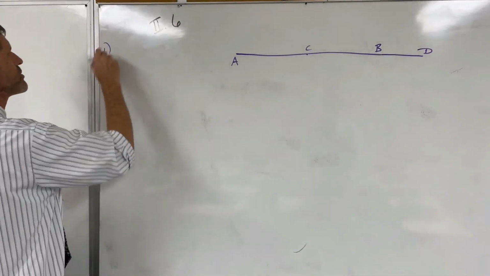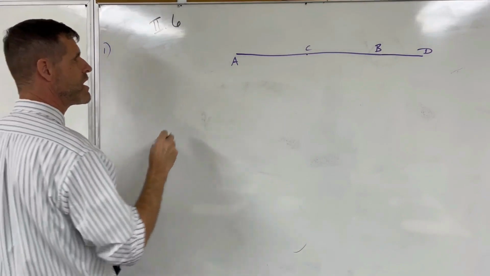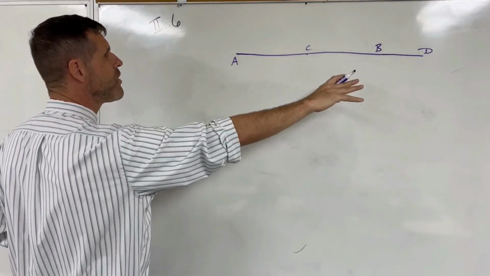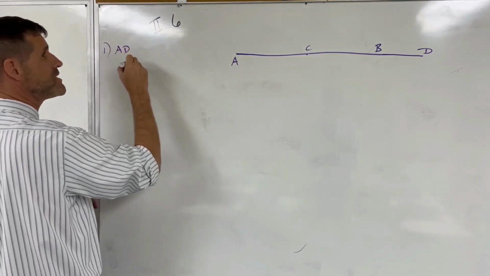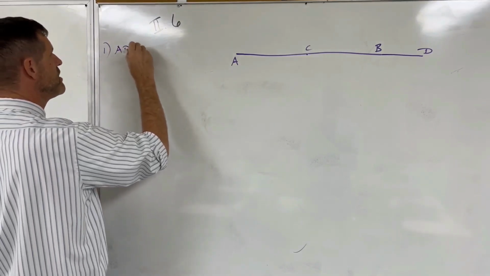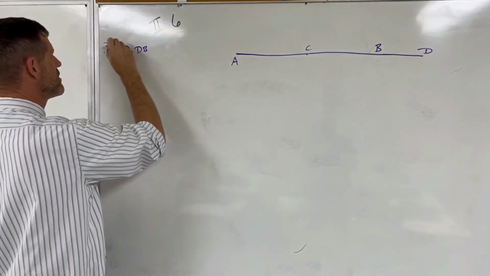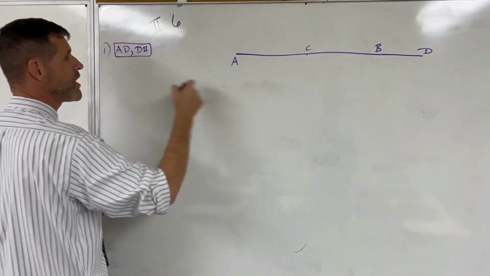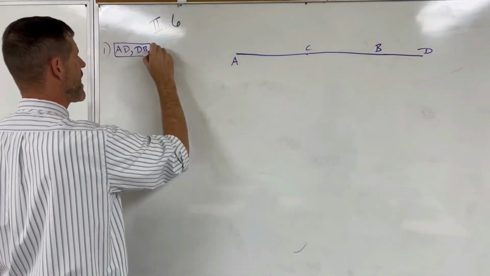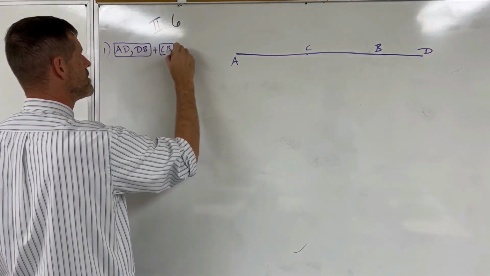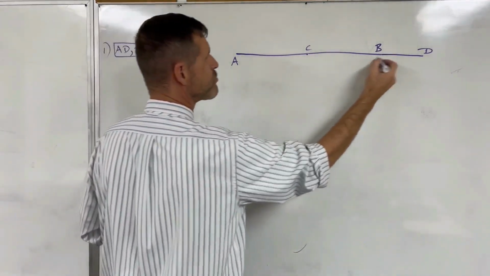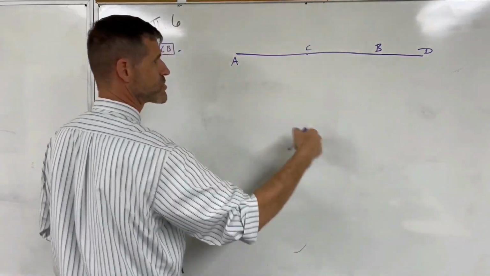Okay, so what we're trying to show is that the rectangle contained by the whole plus the added straight line, so AD, DB, that rectangle, plus the square on CB, the square on the half of the original, is equal to the square on the half plus the added straight line, so the square on CD.